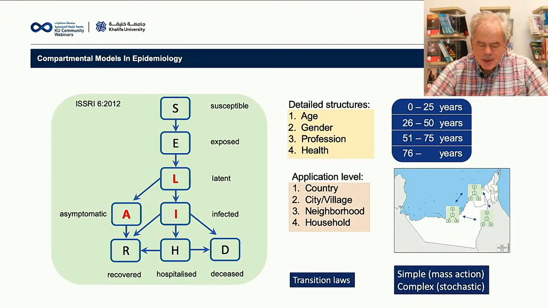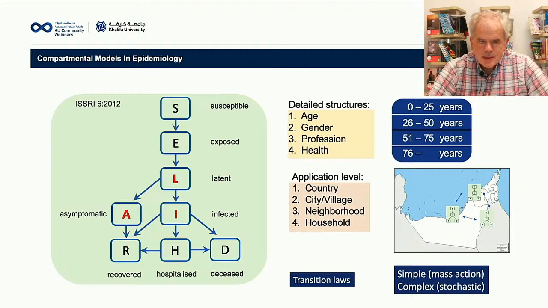Now, a very important component of these models is the laws by which a certain person can move from one population to the other. These laws can vary from very simple to very complex. Now, all these models were used by many people during the last few months in order to make predictions on how the outbreak will evolve.